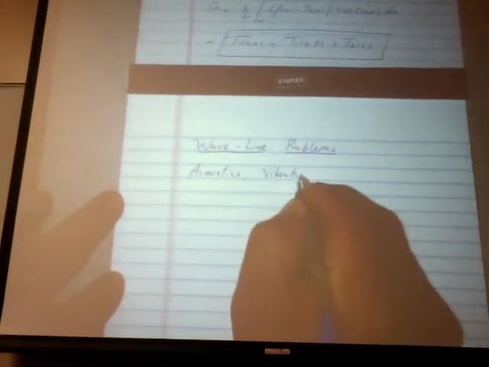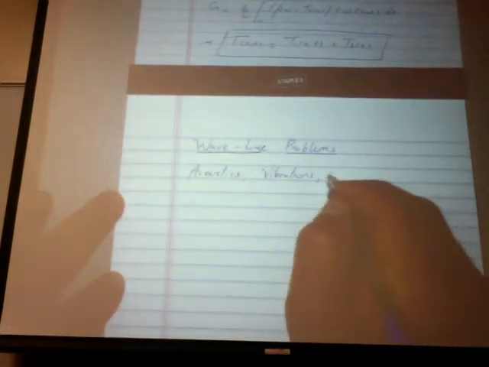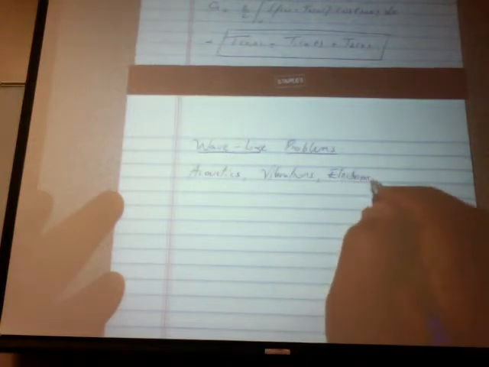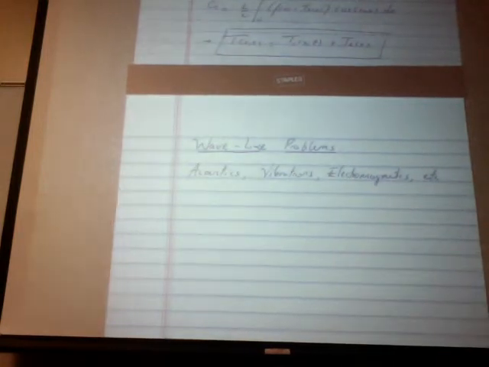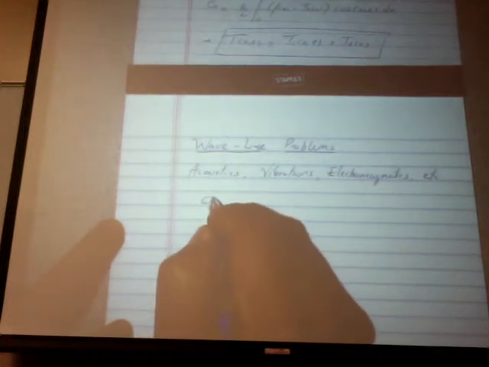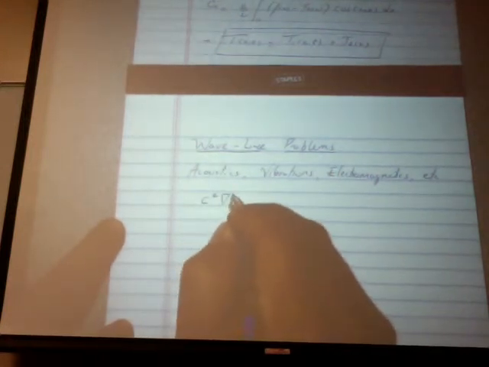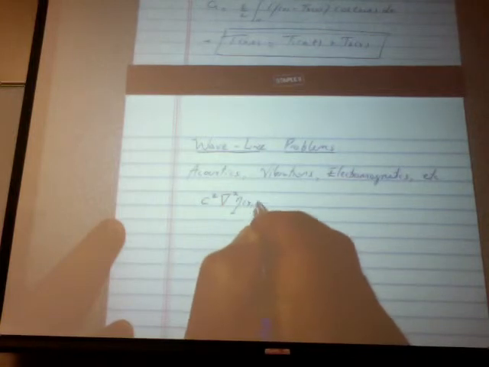Vibrations, electromagnetics, etc. So back at the beginning of the semester when we were talking about field theory, Laplace, curls, and so on and so forth, we talked about the Maxwell equations. Notice the Maxwell equations have second order derivatives in time. So, for example, a typical equation of vibrations.